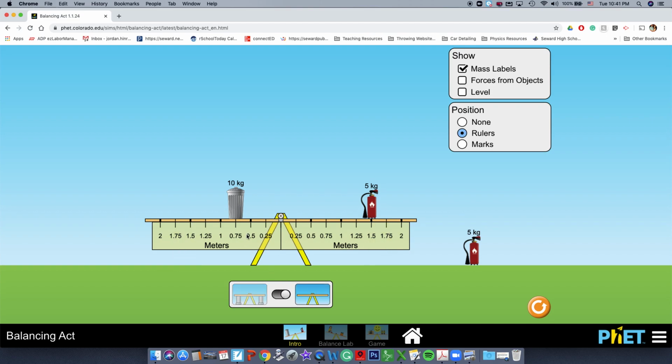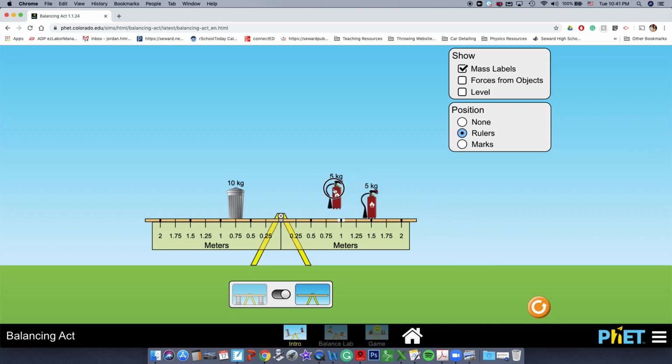So I have essentially a 7.5. Well, I guess we have to take mass times gravity, but let's forget about gravity for now. I'd have to take 10 times 0.75, which would be 7.5 newton meters of torque. And then this would be 5 times 1.5, which would again produce 7.5 newton meters of torque.